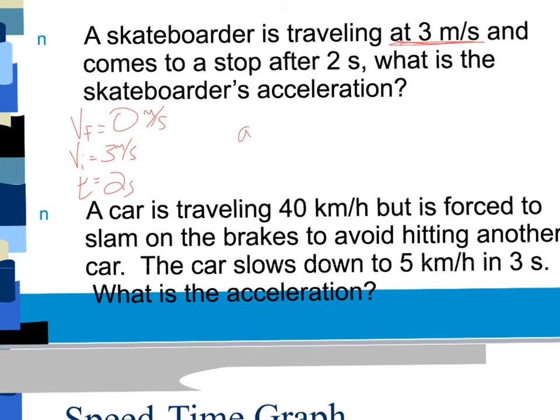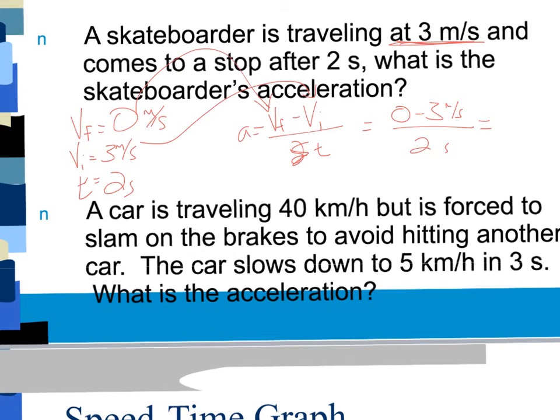Well, once again, I know my formula. The final velocity minus the initial velocity all over time. The hardest thing to do is to see these numbers like this and plug them into the correct spot. A lot of times we see a number and we just instinctively want to go 3 minus 0. It's not. Make sure it goes in the right spot. 0 is my final. My initial is 3. So it'd be 0 minus 3 divided by 2 seconds.